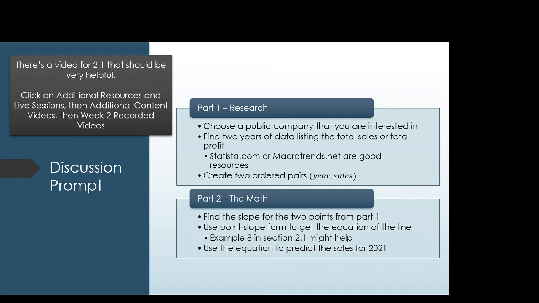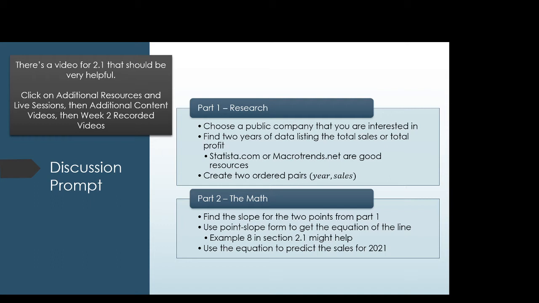So your first part is to research. So you want to choose a public company that you are interested in, because they have their data available. So it could be Apple, Amazon, Walmart. It could be a company you work for if it's public. Some people do that. Find 2 years of data listing the total sales or the total profit. So you need to find real data. So there are 2 websites that I recommend, Statista.com and macrotrends.net.